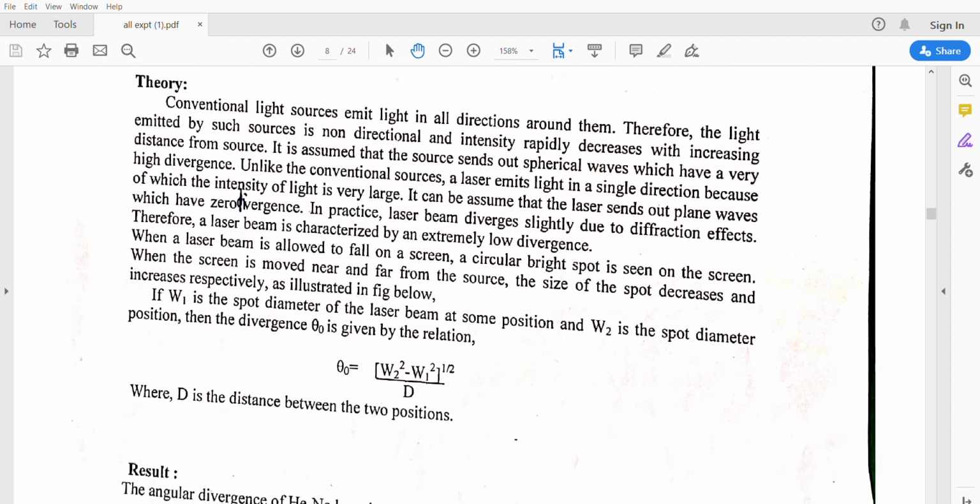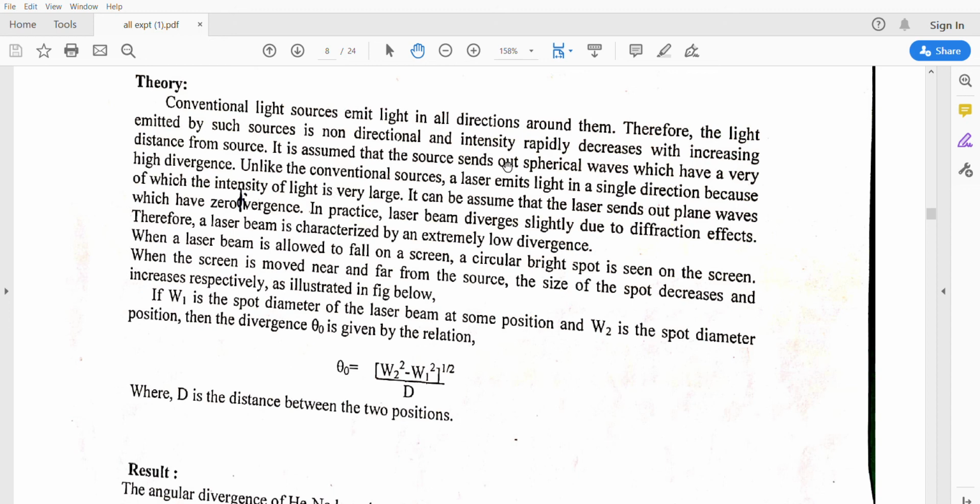So as I already told, this is the theory. Conventional light sources emit light in all directions around them. As we already know, laser light is different from ordinary light. Laser light has special properties like high coherence, highly monochromatic, highly directional and low divergence. Conventional light will emit in all directions, but laser light will travel in a single direction. Therefore, the light emitted by such sources is non-directional and intensity rapidly decreases with increasing distance from the source.